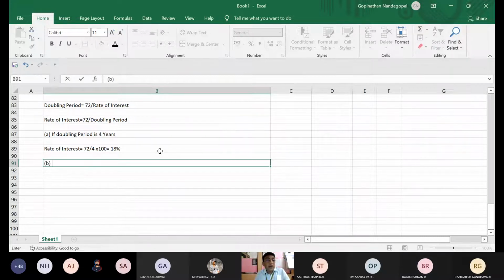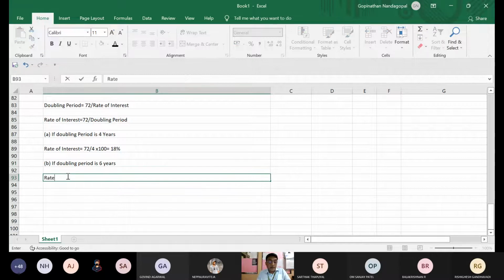Okay, sir. Next, if the doubling period is 6 years, then the rate of interest is equal to 72 divided by 6 into 100. How much do you get? 12, sir. 12%. Yes, that's all.